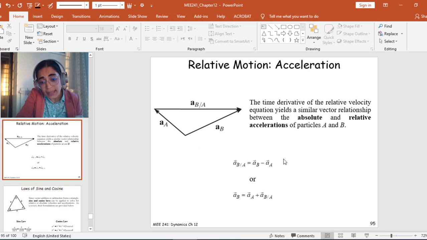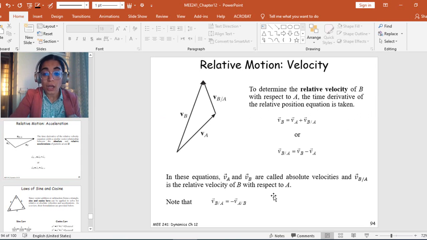And of course, aB/A is equal to aB minus aA means that aB will be equal to aA plus aB/A by doing only the switch of the parameters. But I want also you to know that vB/A, which is a vector, is of course equal to minus vA/B.